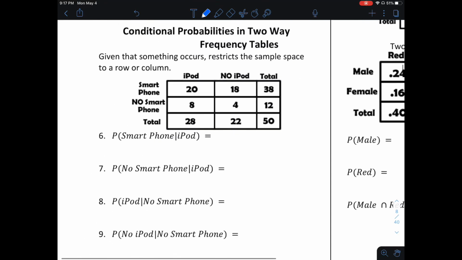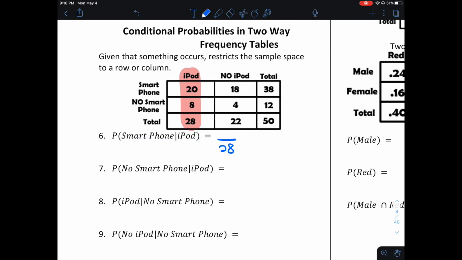Conditionals in two-way tables. We did conditionals yesterday. We didn't do it in table form, so today it's in table form. So given that someone has an iPod, that means we're only looking at this column. So our total for this is 28 without even reading what the rest of the question is. We're not looking at all 50 people. Given that someone has an iPod, what's the chances that person has a smartphone?